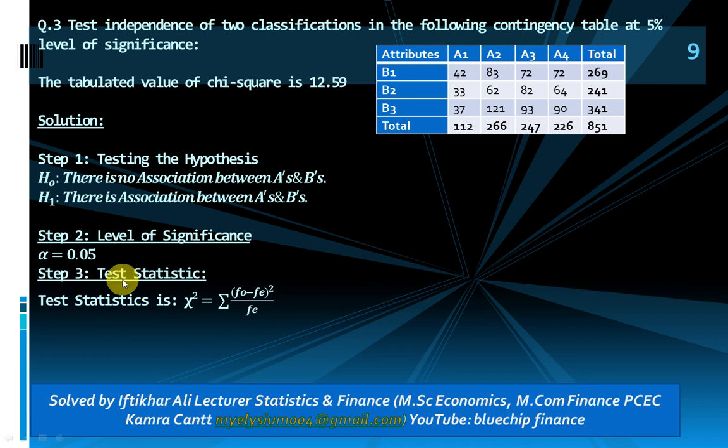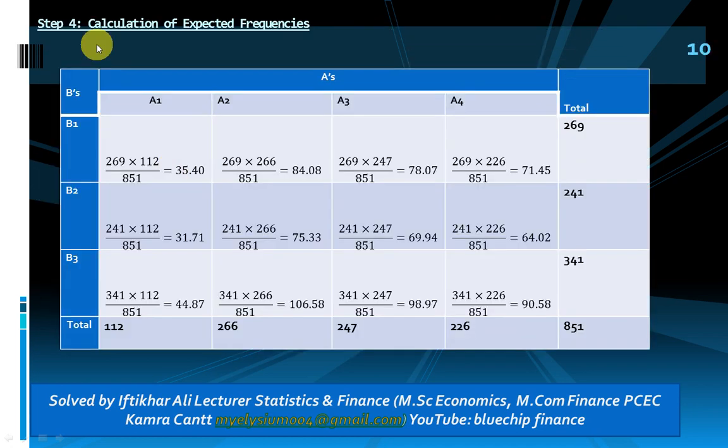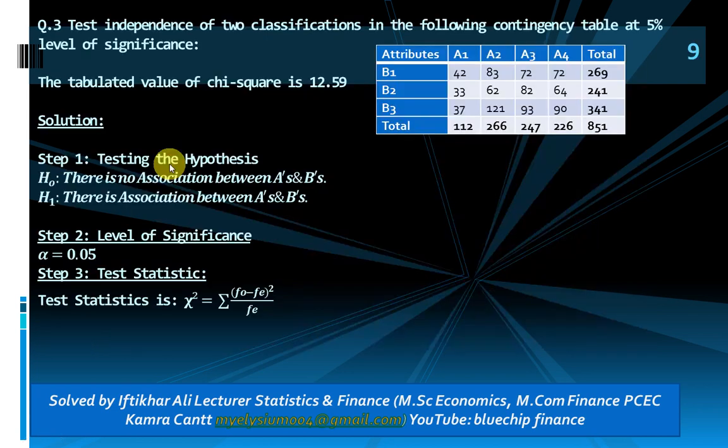Step number 3 is the formula for chi-square, that is the test statistic, which is chi-square equals sum of FO minus FE whole square divided by FE. Step number 4 is the calculation of expected frequencies. I already discussed with you how we can calculate expected frequency: simply row total multiplied by column total divided by subtotal. Here you need this table.